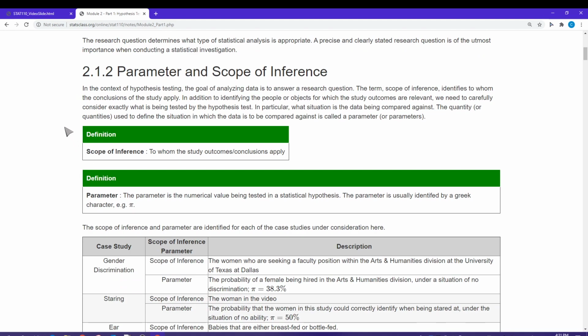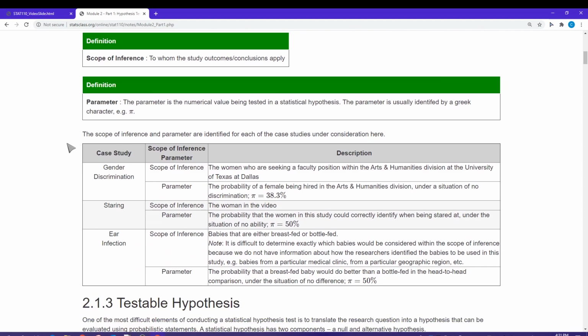Okay, let's talk about a couple of concepts that are going to be important as we move forward. The first is the scope of inference. The scope of inference is defined to be to whom the study outcomes or conclusions apply. The parameter is the numerical value that is going to be tested in our investigation or in our hypothesis test. Oftentimes we denote that parameter with the Greek letter pi, or the simulation app identifies that quantity as the p value.